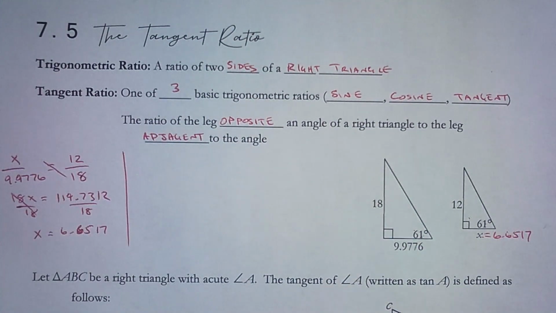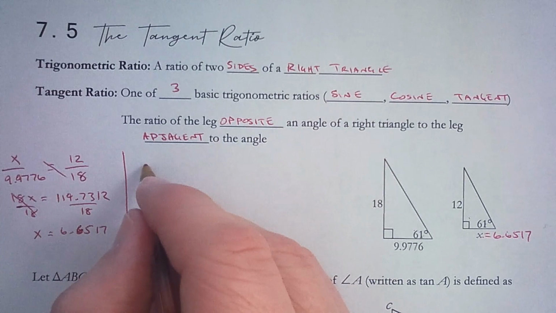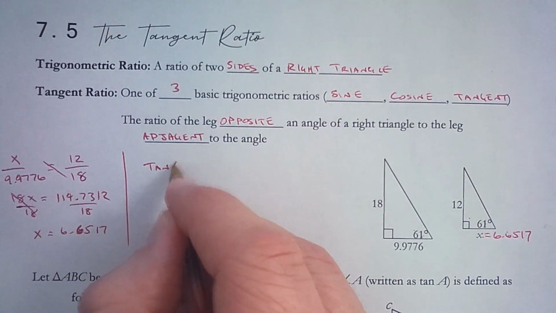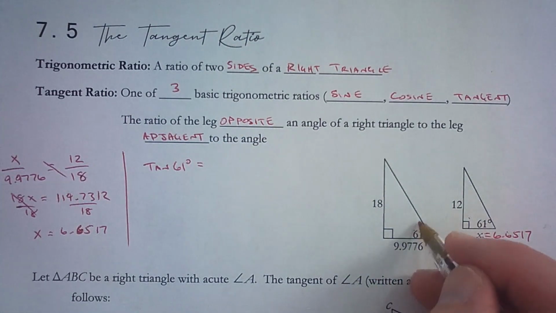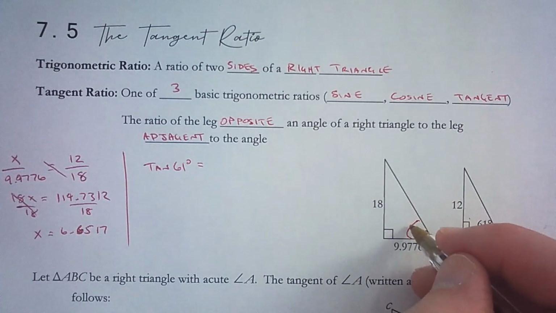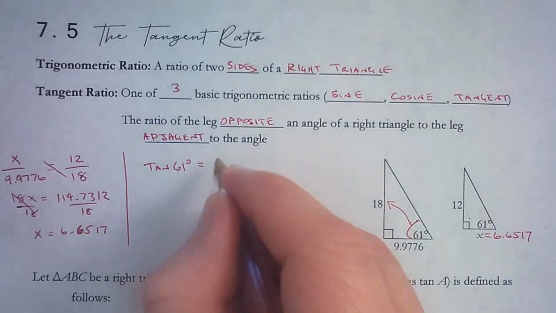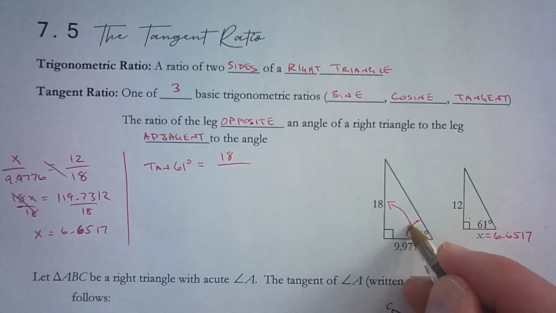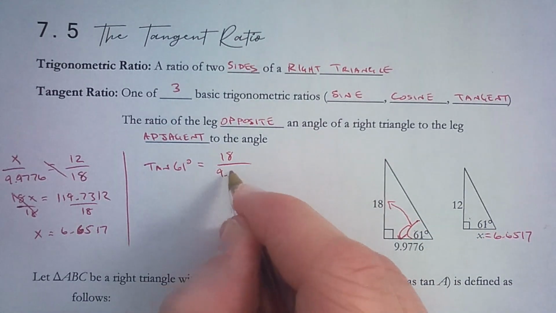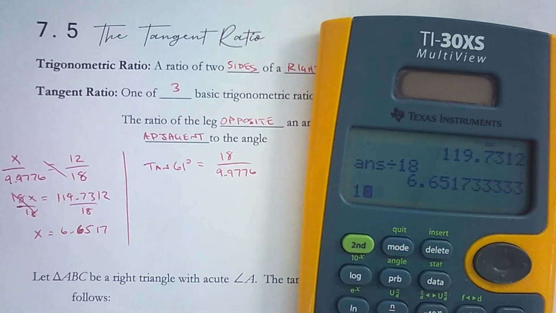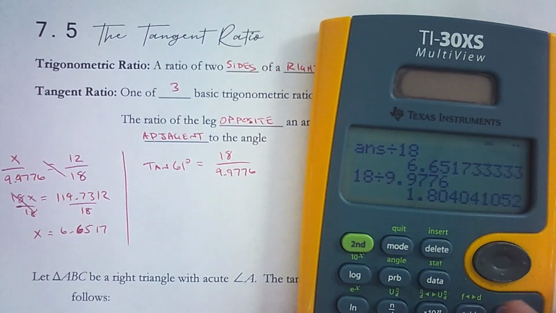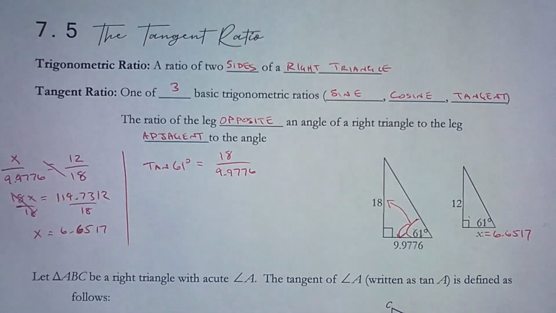Now, we're going to use these numbers to find the tangent ratio for a 61-degree angle. So tangent of 61 degrees is the ratio of the leg opposite to the leg adjacent. For this angle right here, the leg opposite is across the triangle. That's 18. The leg adjacent is 9.9776. Okay, so we'll do 18 divided by 9.9776, and we get 1.8040.